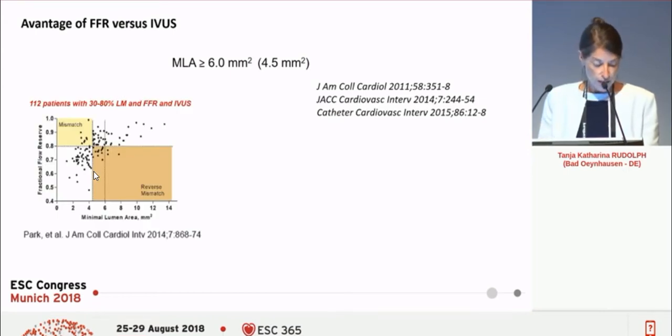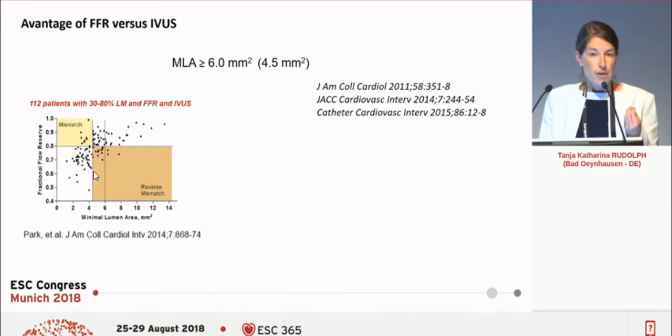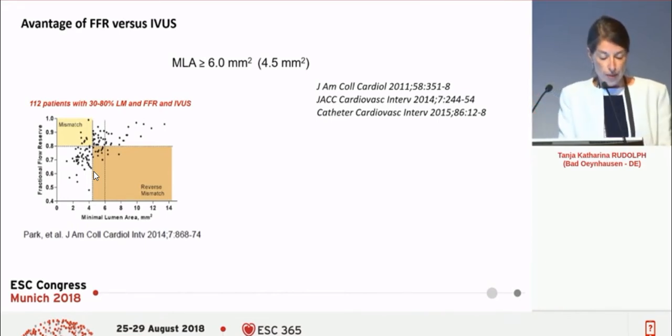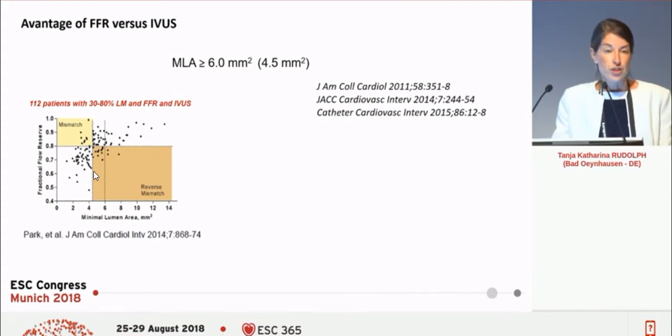And there is one interesting study from Park and colleagues in a Korean population. So here we would have the cutoff of 4.5 square millimeters. And what you can nicely see is that if you only take into account your measurements by IVUS, you might miss patients that have a significant stenosis but you can't detect them with IVUS. Here you can see our cutoff of 4.5 square millimeters and the FFR below 0.8, and in this area you see the reverse mismatch. So you miss patients because they seem to have a large enough left main, but actually it's not the case.